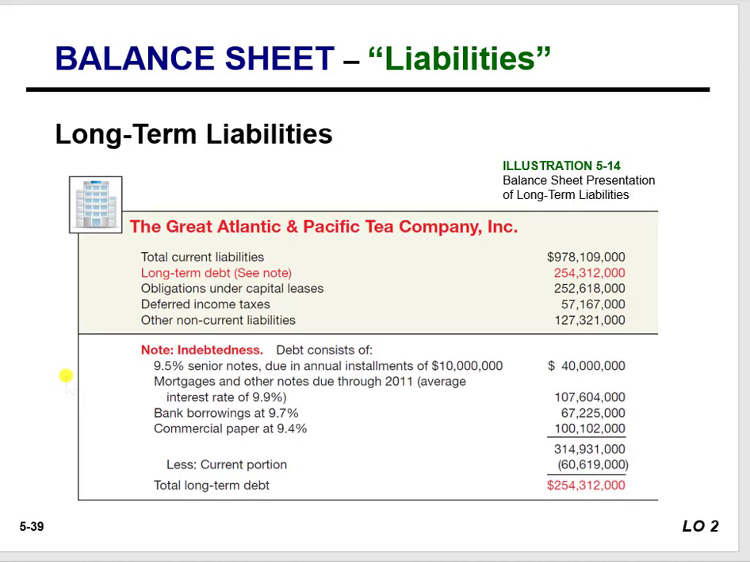So balance sheet presentation of long-term liabilities along with the note disclosure. So here, of course, we had our total current liabilities. Then you have your long-term liabilities, and this says see note. So here the note explains what this debt consists of, and they have some notes that are due, bank borrowing, commercial paper, all the items that make up this long-term debt of $254 million.